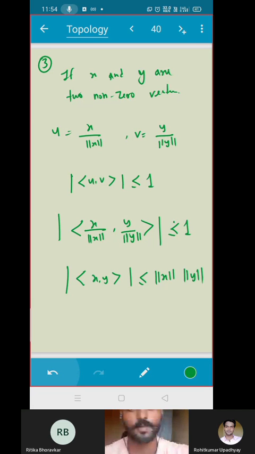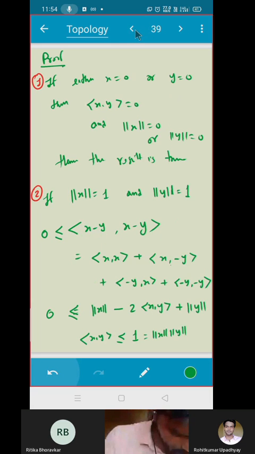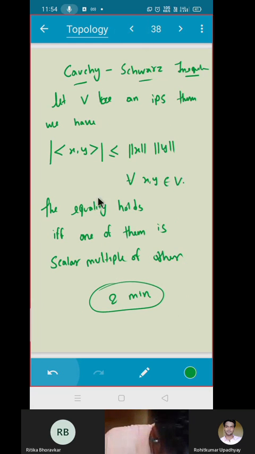Do you see that? Yes, sir. Okay, so that is the proof. We may take the help of that, but I think I should do that case for you. And one more thing is remaining, this part: the equality holds if one of them is a scalar multiple of the other. How will you prove this?